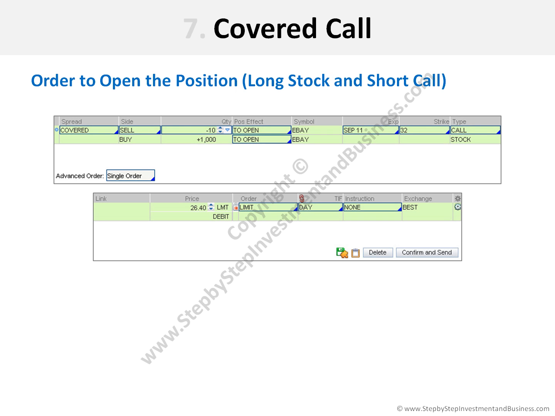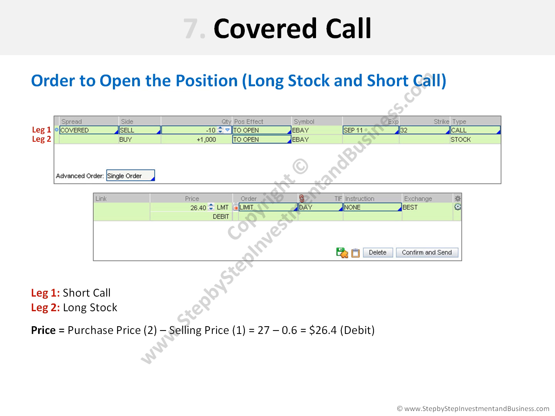If we buy the shares and sell the call options at the same time, the order to open the position can be entered using an order with two legs. Here we can see an example. Leg number 1 corresponds to the short call, that is, to the sale of the calls. And leg number 2 corresponds to the long stock, that is, to the purchase of the shares.